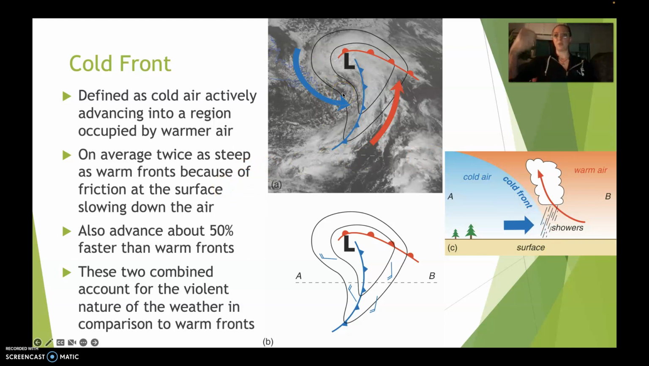These little buddies are trying to move through the party so fast, but the surface is like, whoa, hold it back, buddy, calm down. And they also advance about 50% faster than warm fronts. So we tend to see more violent weather in comparison to warm fronts. So cold fronts tend to be associated with severe thunderstorms and supercells and tornadic activity, whereas warm fronts tend to be more associated with broad, just rain showers. And again, this is generally considering other parts of the world, not necessarily considering the Bay Area, because we don't get thunderstorms here that often.